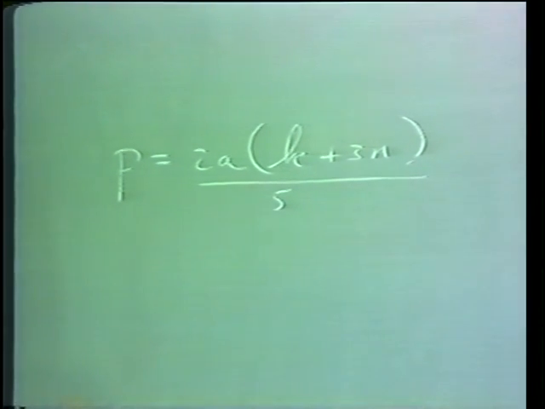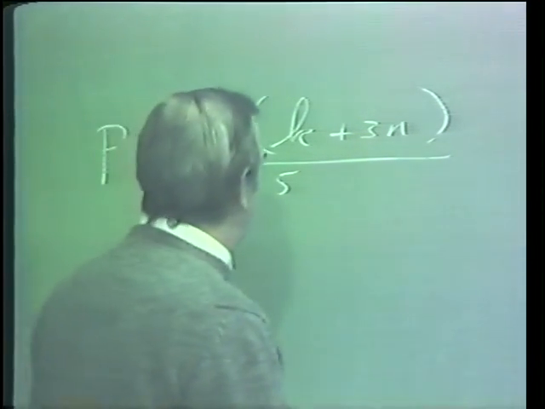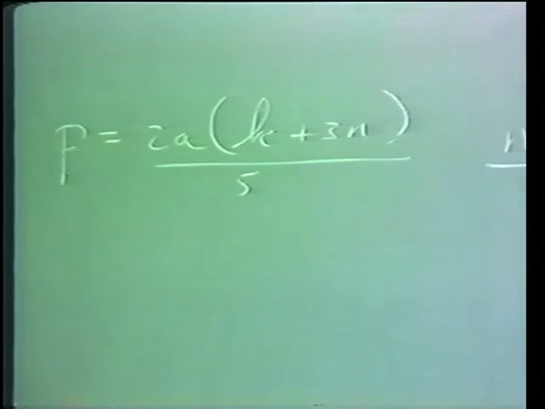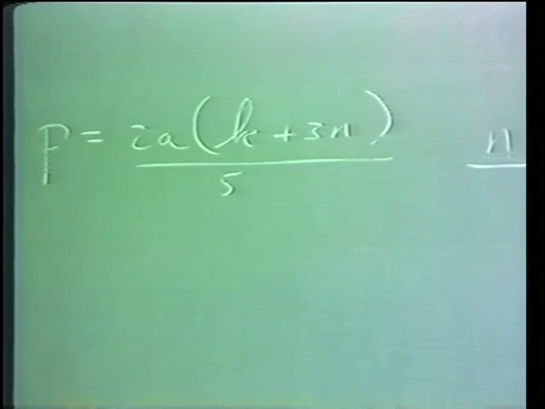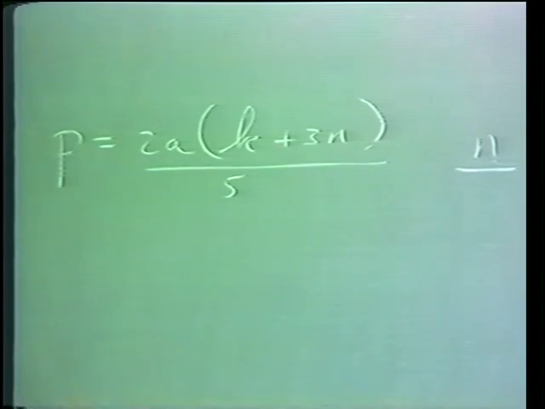P is equal to 2a times the quantity k plus 3n all over 5. And what I like to do is I like to solve this for n. For n. I want to get n. N's our variable. This is what we're going to strive to get all by itself.